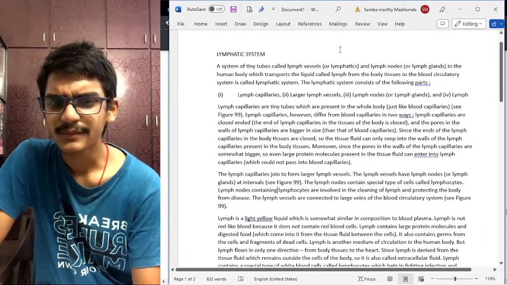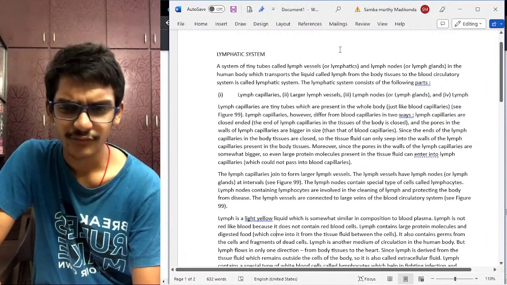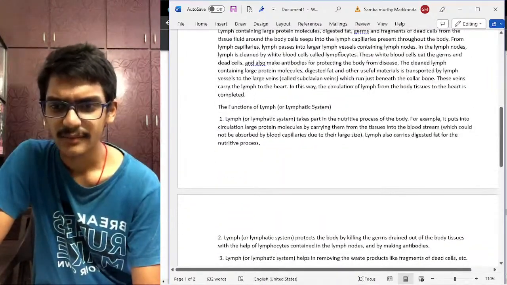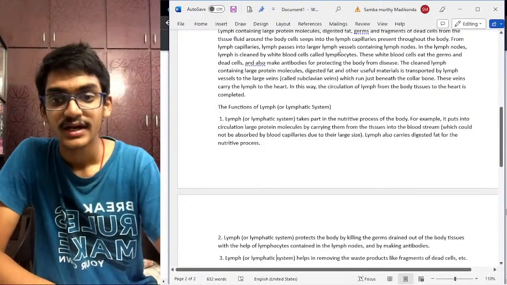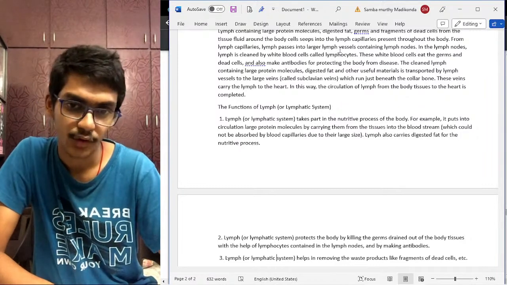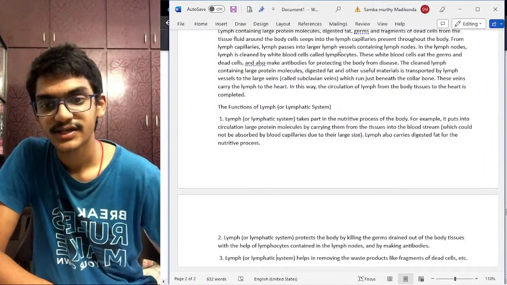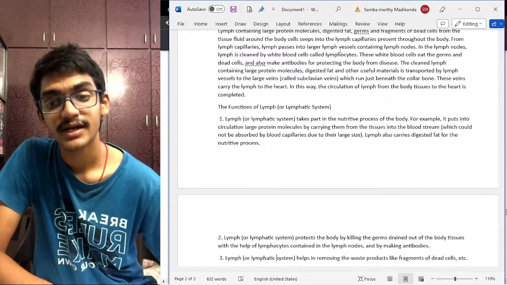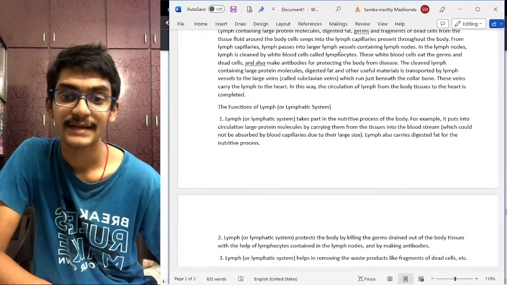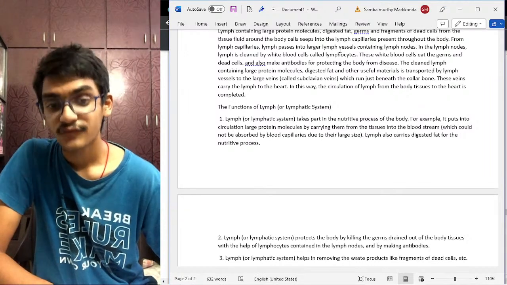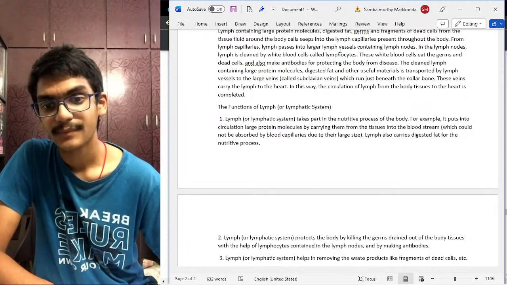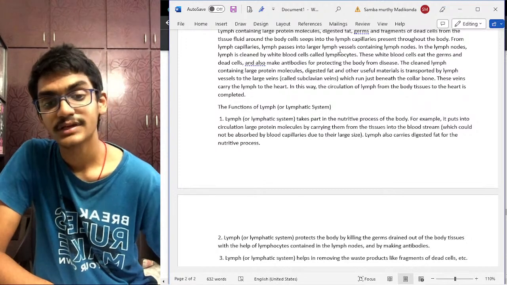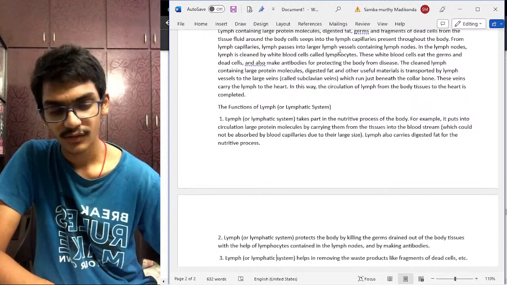All the points which are there in the textbook are enough, but still, let us discuss the main functions. The main function of the lymph is that it takes part in the nutritive process of the body. For example, it carries large protein molecules from the tissue fluids into the bloodstream, which could not be absorbed by blood capillaries due to their large size. Lymph also carries digestive fat.